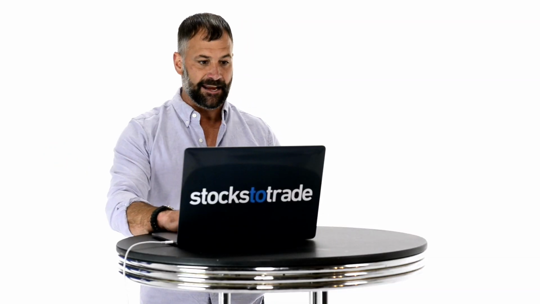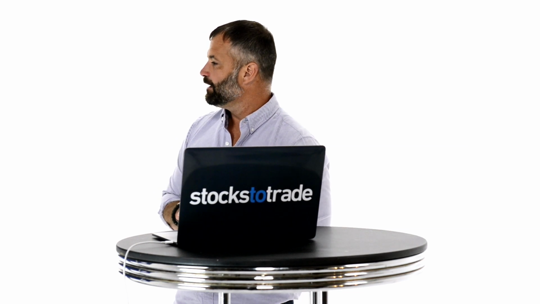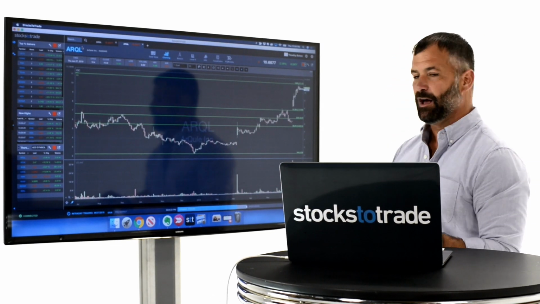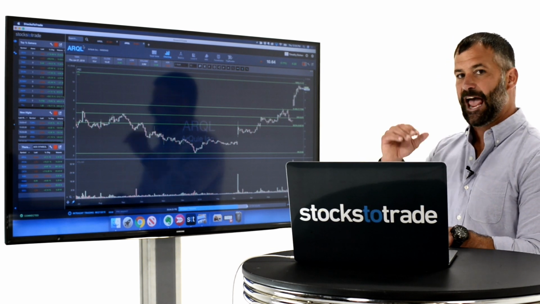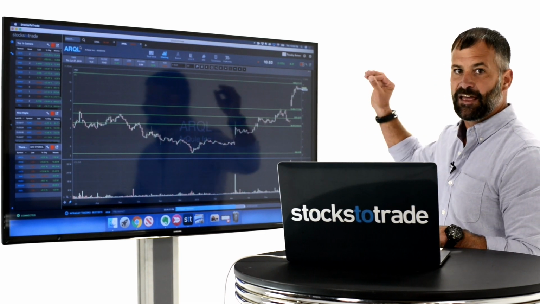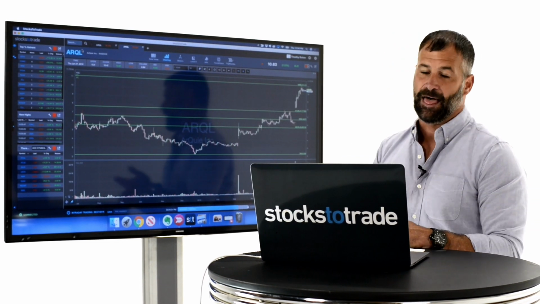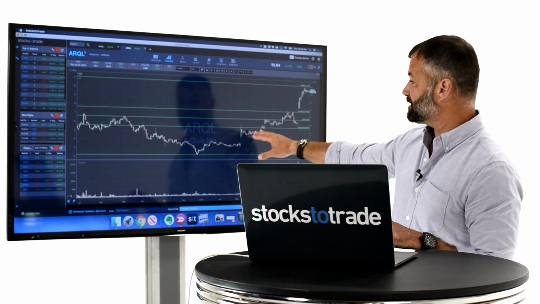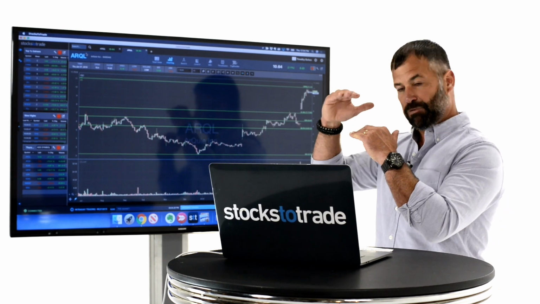Next one we want to look at is a consolidation and breakout chart. So you can see this stock, ARQL, is one we've talked about previously. What I like about this stock is it tends to gap up, consolidate, and then re-break out. So you can set alerts in StocksToTrade or whatever platform you're using. So if you miss these big gap ups, you can just set an alert at that next breakout area.